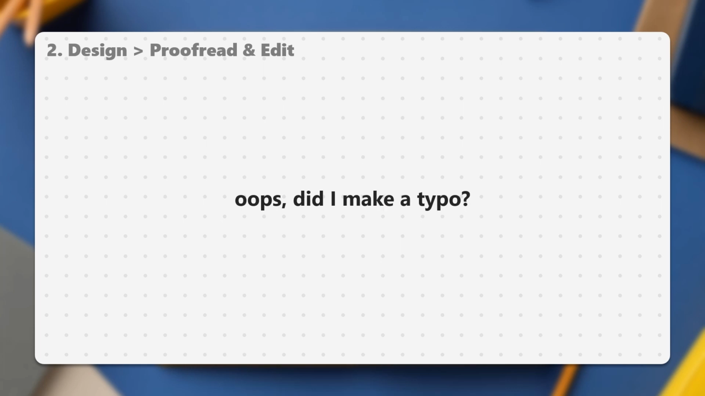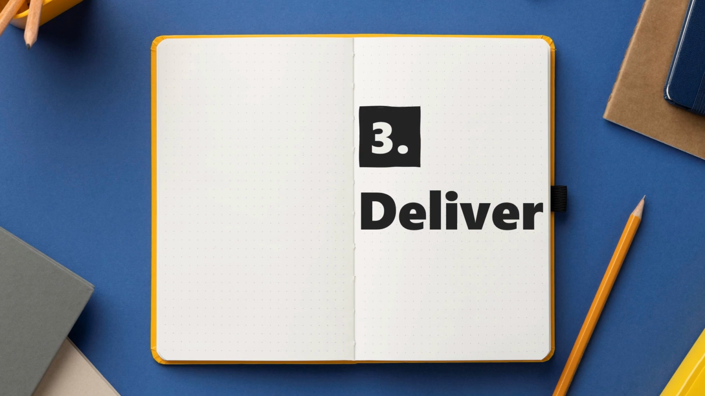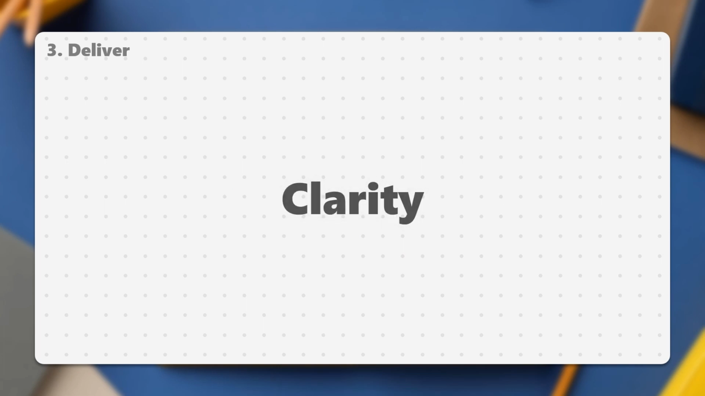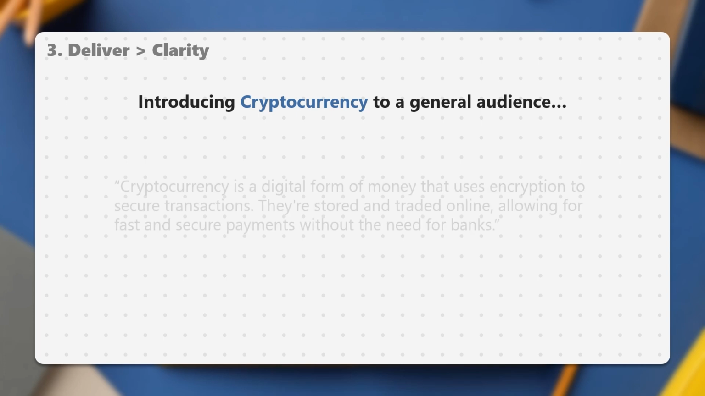Let's move on to the final phase, delivering. This is where you take all the hard work you have done and share it with your audience. First and foremost, let's talk about clarity. Your message should be clear, concise, and easy to understand. It is important to use language that is appropriate for your target audience. Don't use complex vocabulary if you are speaking to a general audience. For example, if a presentation is about introducing the concept of cryptocurrency to a general audience, we could start with the following definition.